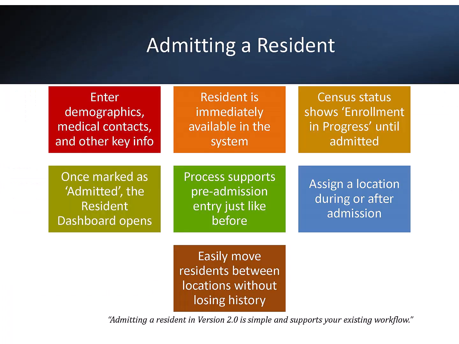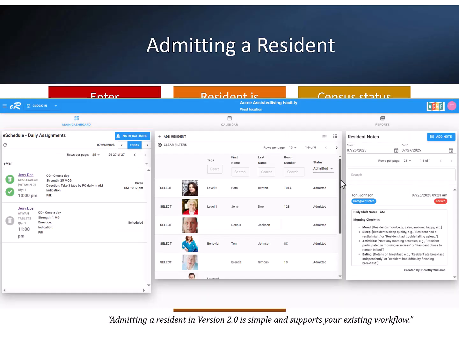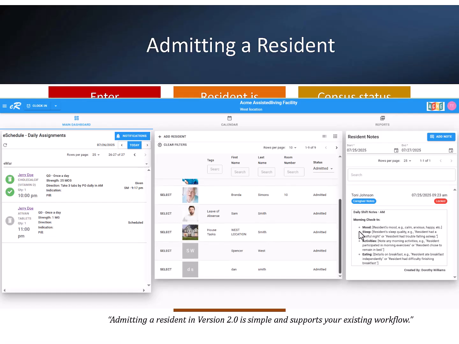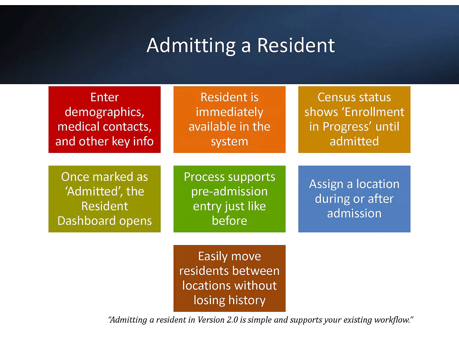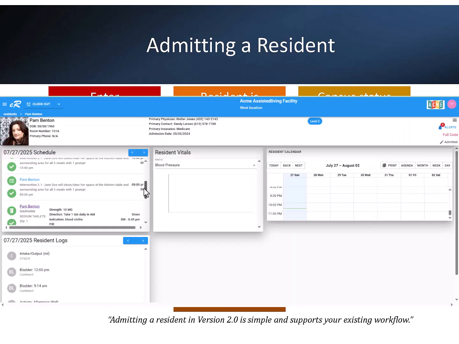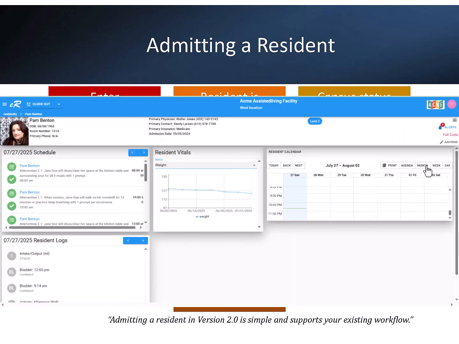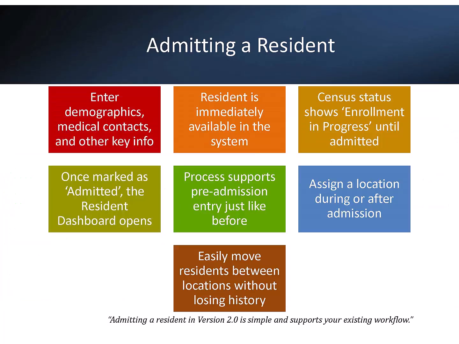Admitting a resident in version 2.0 is quick and flexible. You'll enter demographic and emergency contact details just like before, and the resident is immediately visible in the system with a census status of enrollment in progress. Once the resident is marked as admitted, the full resident dashboard opens. You can also assign a location directly from the resident details screen, and if a resident moves to a different house or unit later, you can easily transfer them.